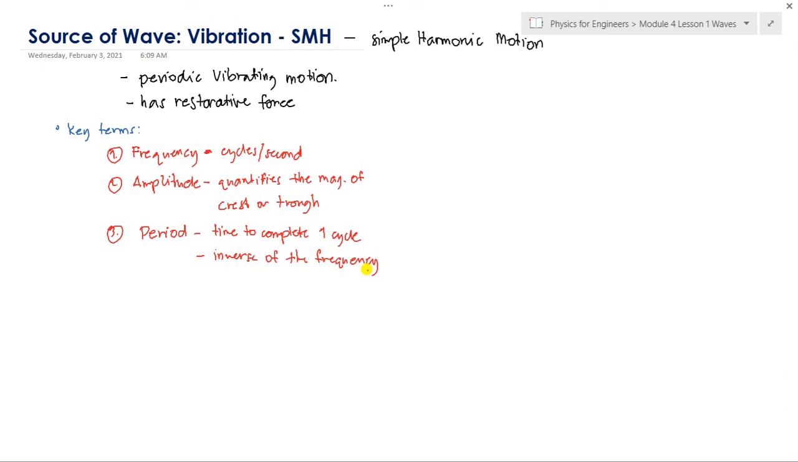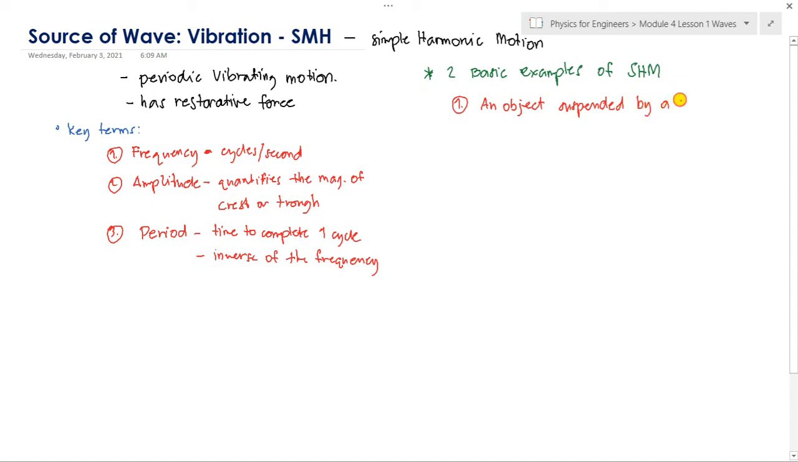Then nasa may mga example sa ato ang mga simple harmonic motion. So natay duha, we have two basic examples of simple harmonic motion, SHM day dili SMH, SHM. So una kay mutakol ta sa an object suspended by a spring. So nagbitay ni ang object niya, naka-attach siya sa spring.